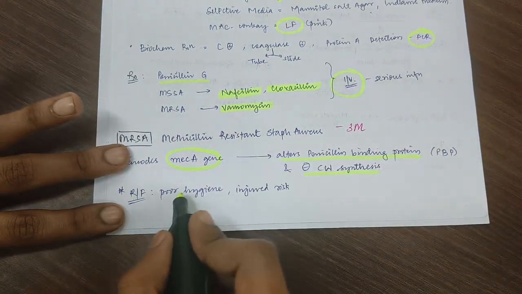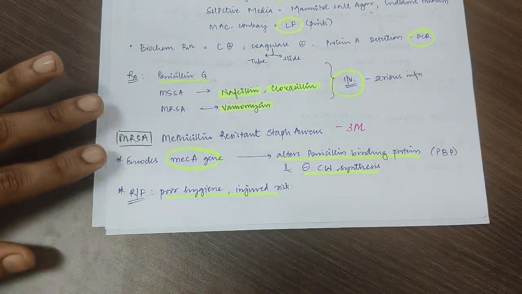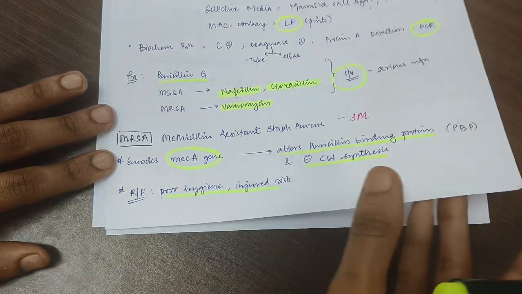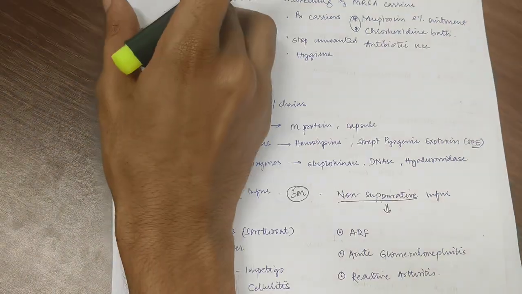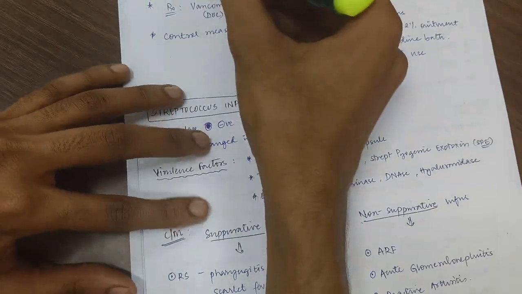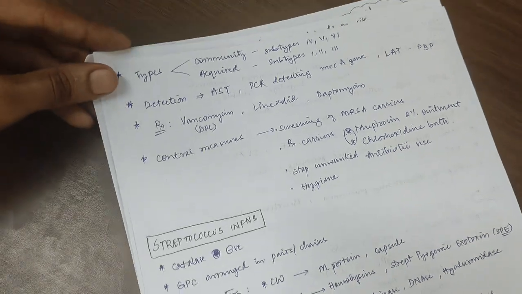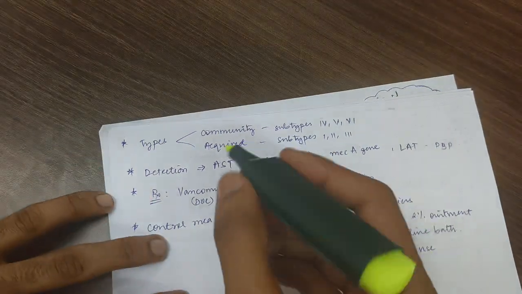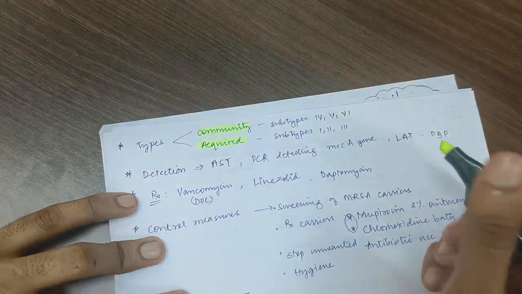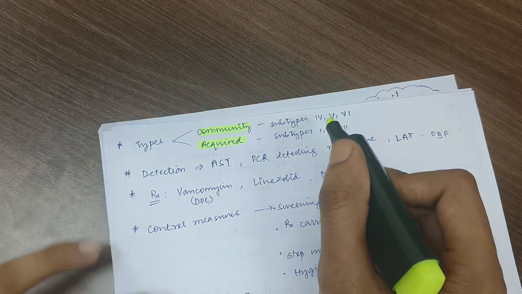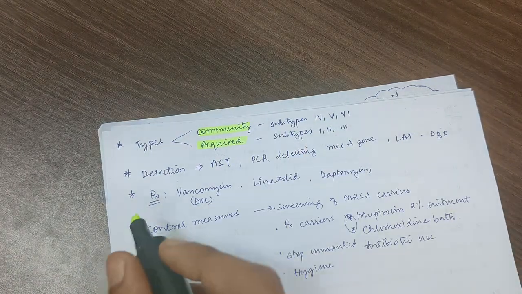So what are the risk factors? Again, poor hygiene and injury risk. Coming to the types, what are the types? Community acquired and hospital acquired. Subtypes are not required for people. If you want, you can just see here.